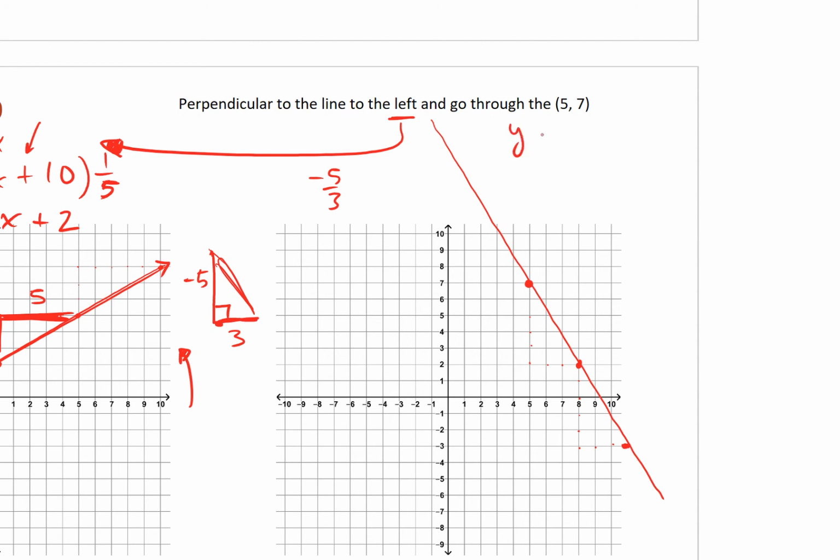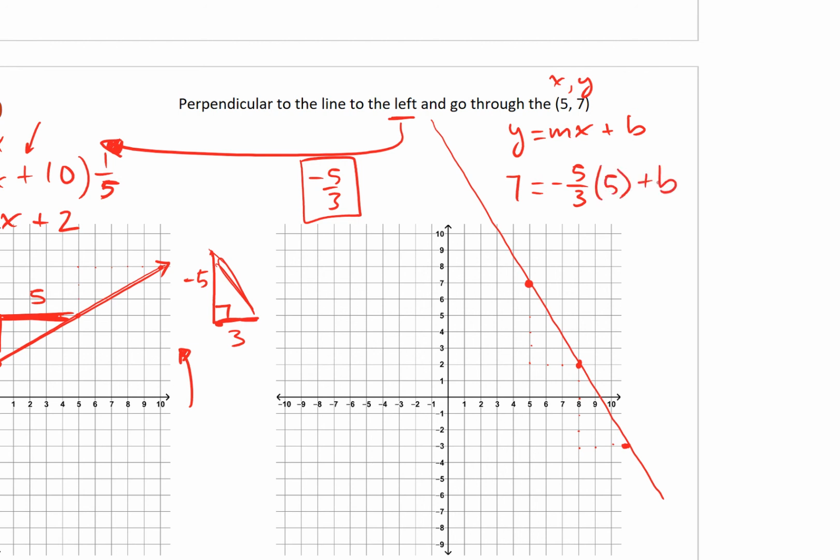So I can write the slope-intercept form of a linear equation. So y equals mx plus b. And I can use the x and the y value from the point that I have, and I can use the slope that I have because it's perpendicular to that other line. So my y value from my point is 7. My slope is negative 5/3. And I'm going to be multiplying that by x, which is 5, and then plus b.